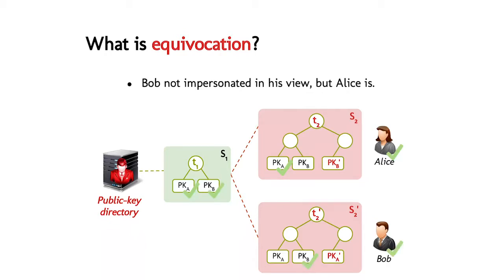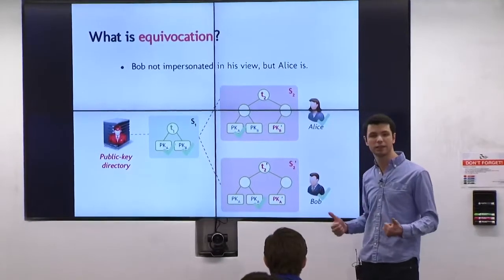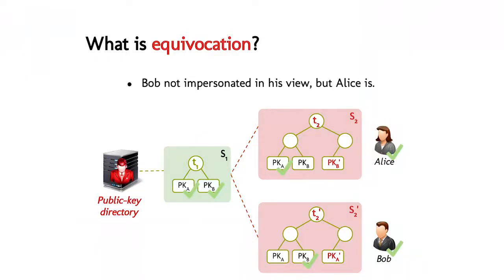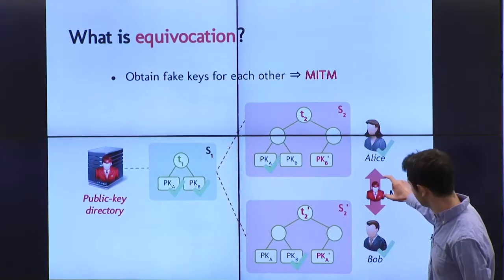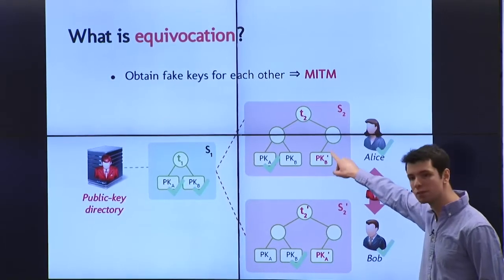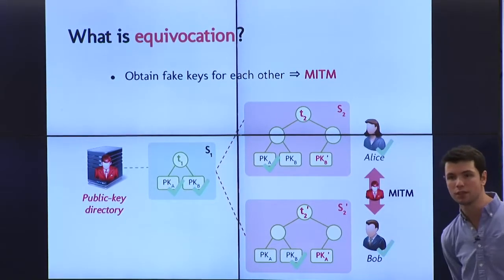And similarly, Bob will do the same. So Bob will look in his fork of the directory, right? And he looks up his key here and his key here. And he thinks he's OK, he's not impersonated, but in fact, Alice is impersonated there. OK? And now, as a result, they will obtain fake keys for each other. And this man in the middle attacker, who knows the corresponding secret keys for these public keys, can basically read all of their communications.